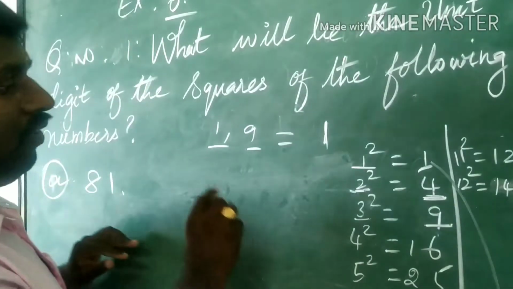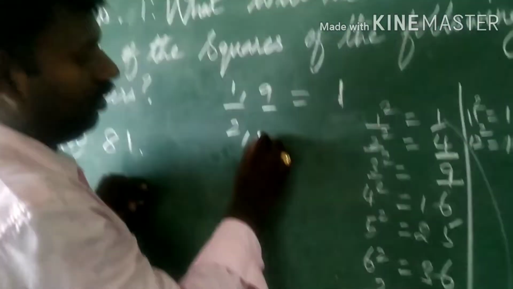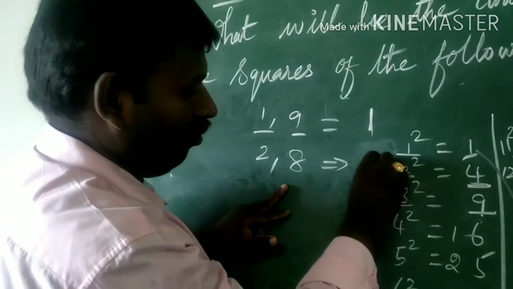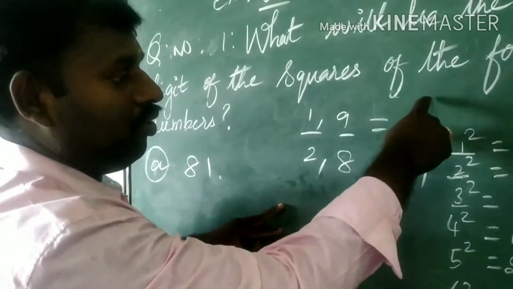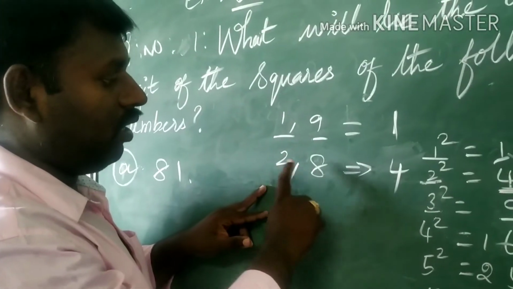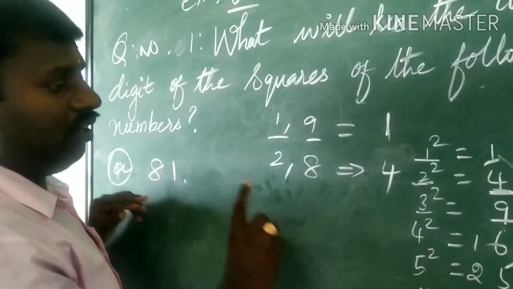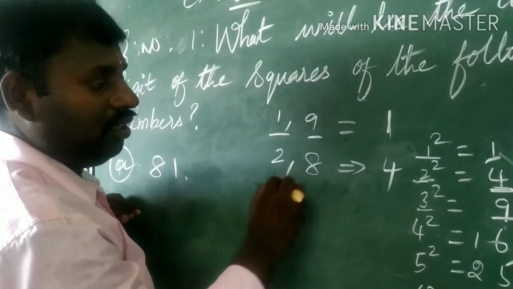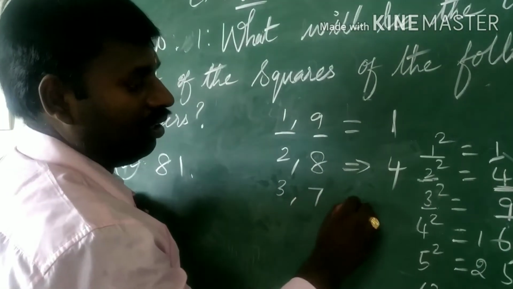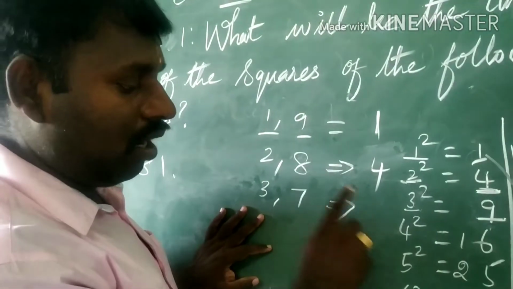If any number has a unit digit of 2 as well as 8, the corresponding result always ends with 4. Is it clear? This is the unit place value. If a number has a unit digit of 3 as well as 7, the square of that number always ends with 9.